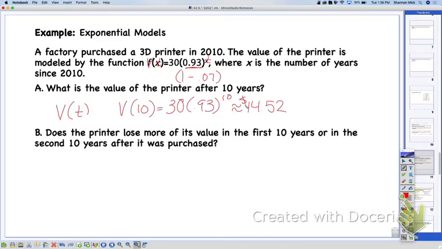So does the printer lose more value in the first 10 years or in the second 10 years? What's the shape of this? It's a big decay. It goes like this, right? So is it going to lose more value here or here? I'd say the second one.